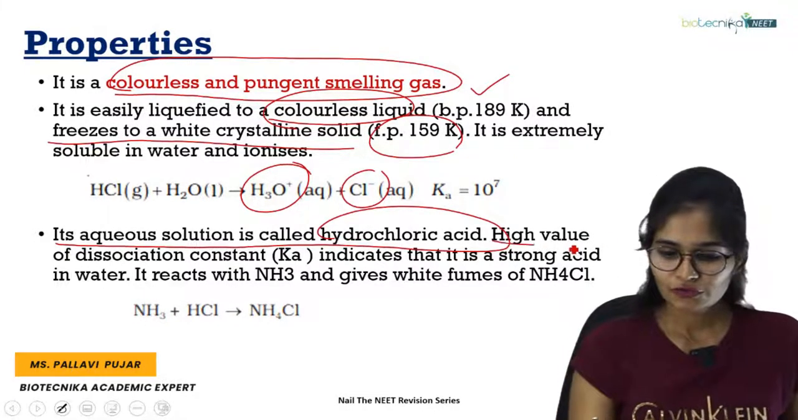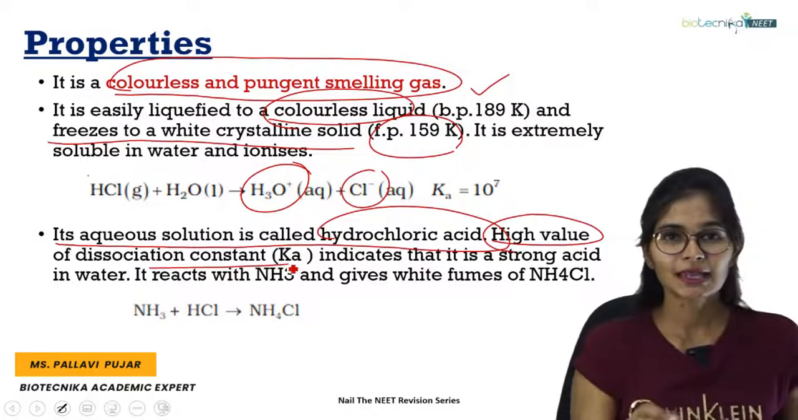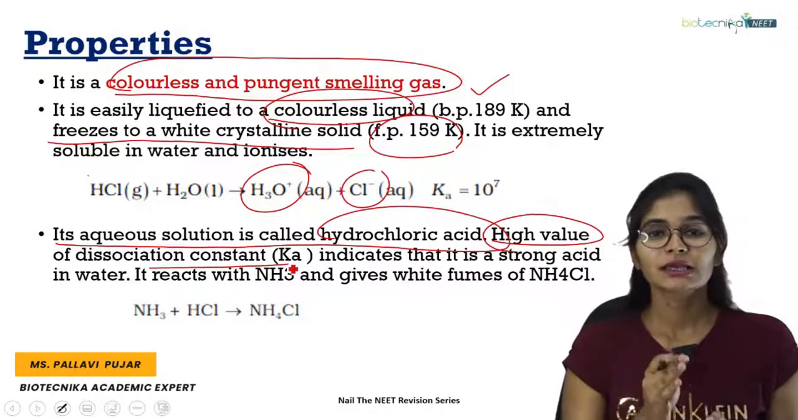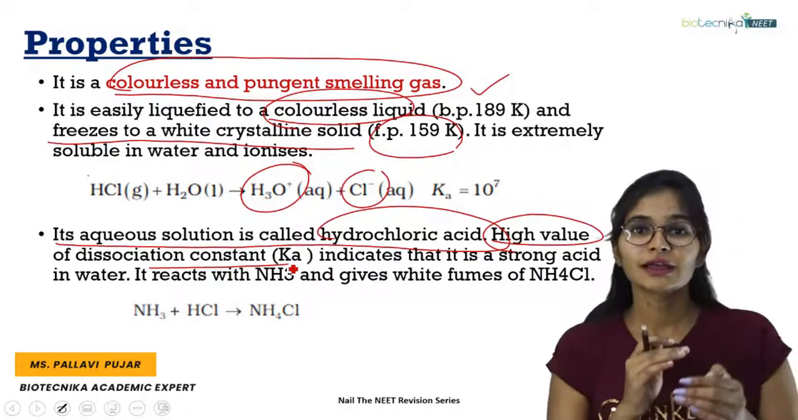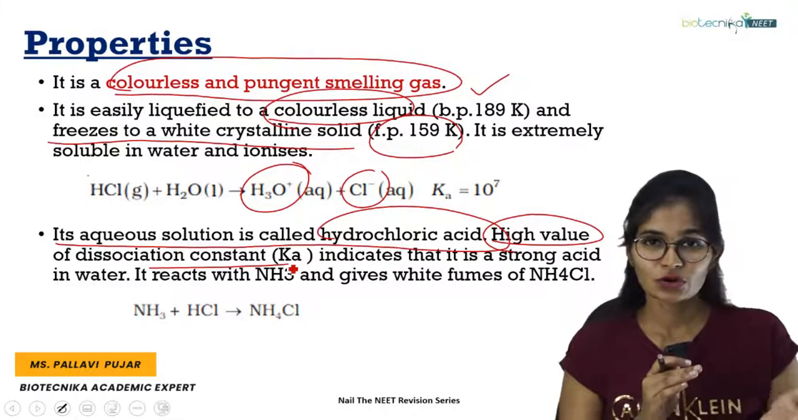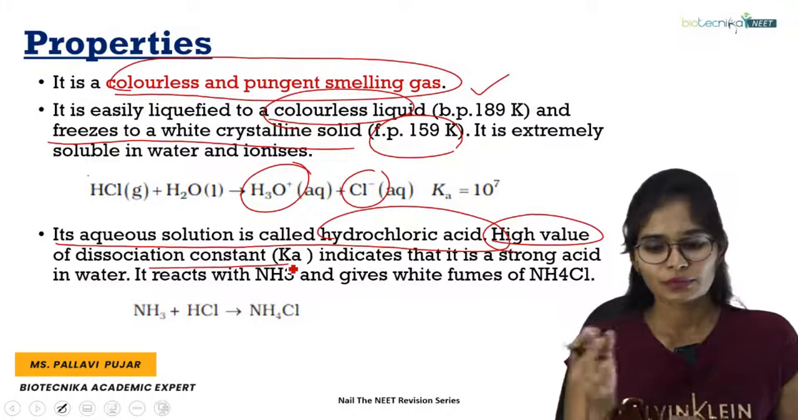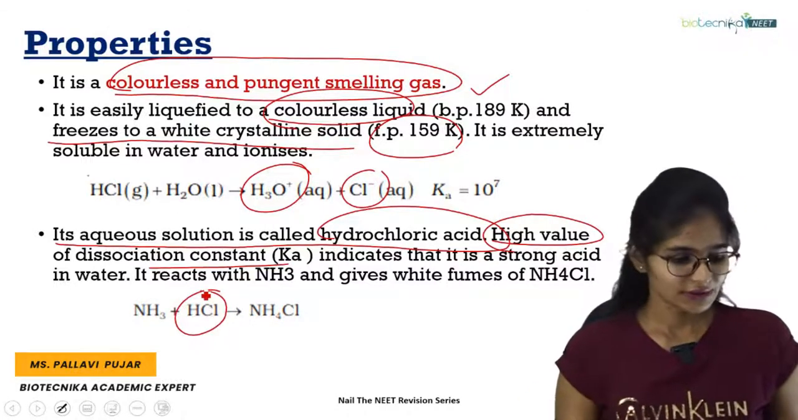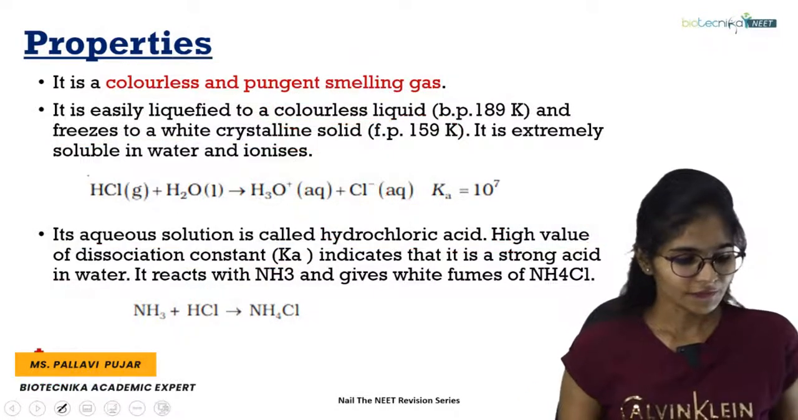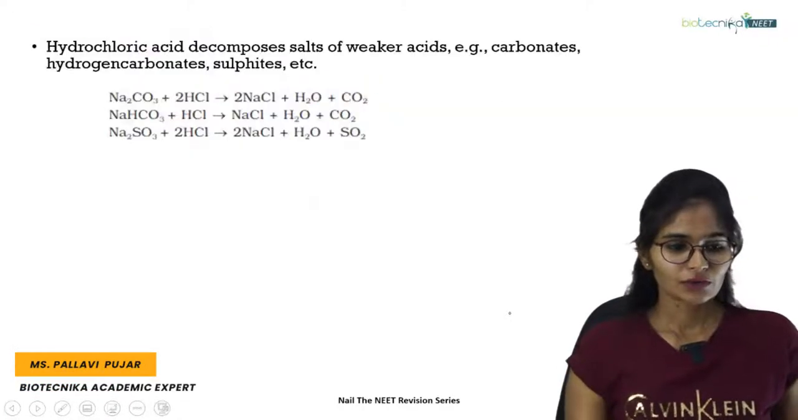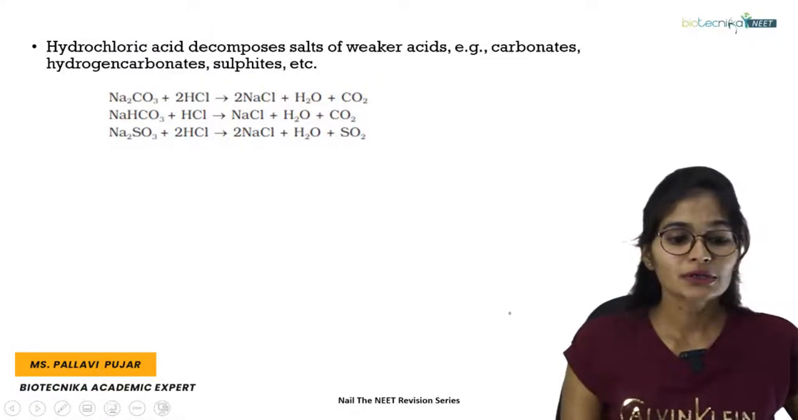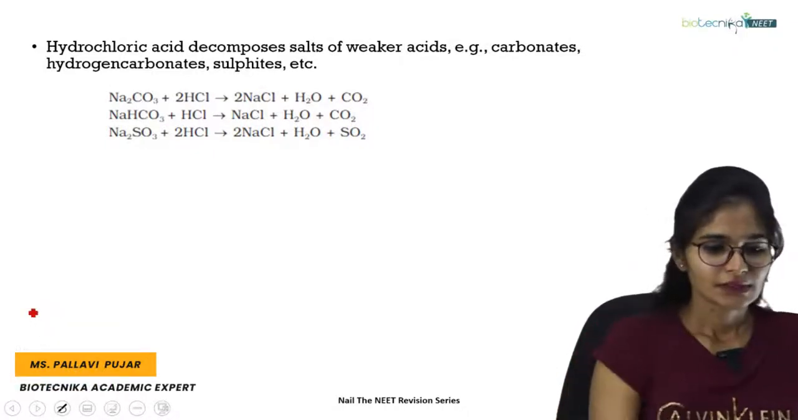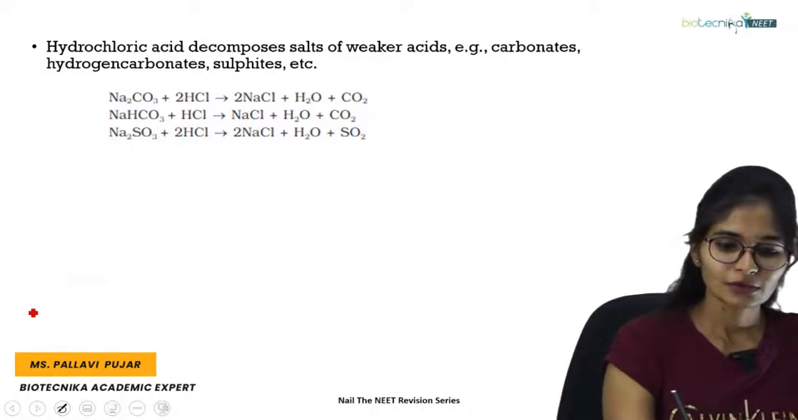And the high value of the dissociation constant, that is Ka. Whenever we compare acidic strength with Ka values, the higher the value of the acid dissociation constant, the more the acidic strength will be. So HCl is a stronger acid compared to the remaining ones. This is with respect to HCl. Now, apart from that, what you have to know is what hydrochloric acid can give upon decomposition. It can decompose the salts of weaker acids, and it will give sodium.